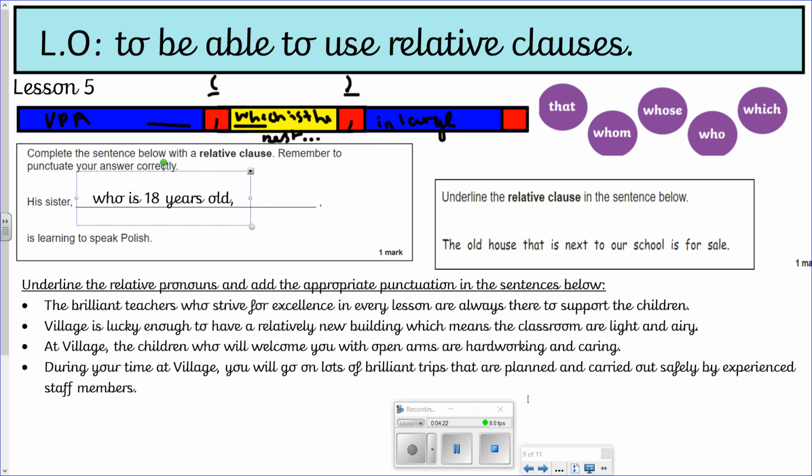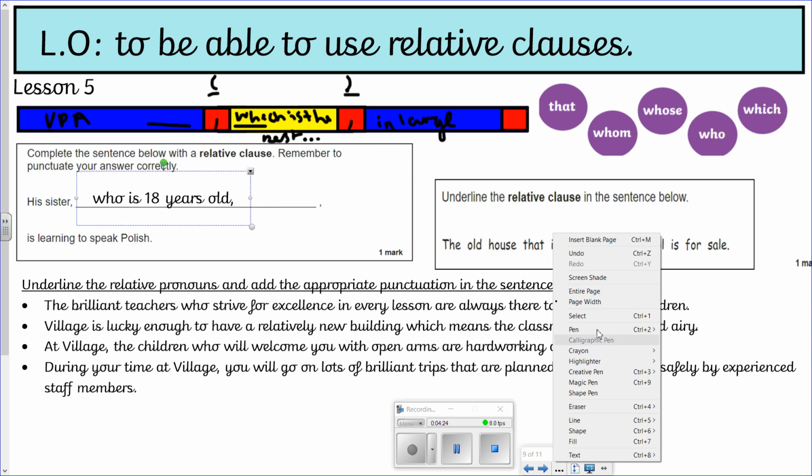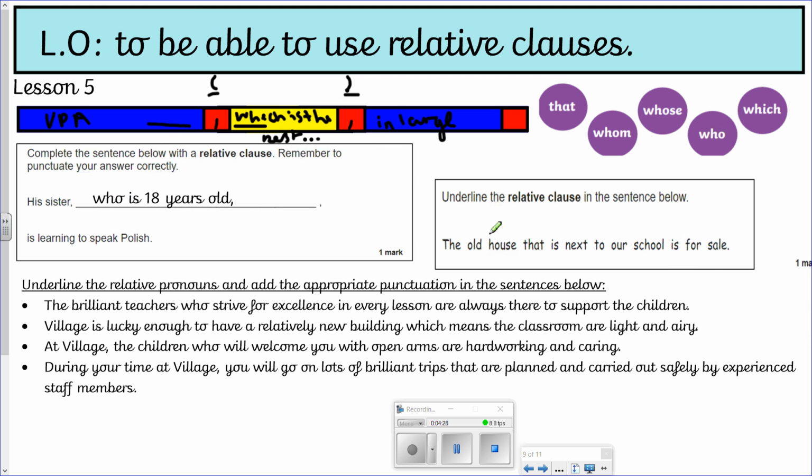Underline the relative clause in the sentence below. So let's have a look. I'm going to highlight it. The old house that is next to our school is for sale. So I'm asking you which bit of this text doesn't belong. Which bit is added in, okay? Which is added into a bit to add an extra piece of information. So I know straight away that that is my relative pronoun. That means that my relative clause is going to come after it.